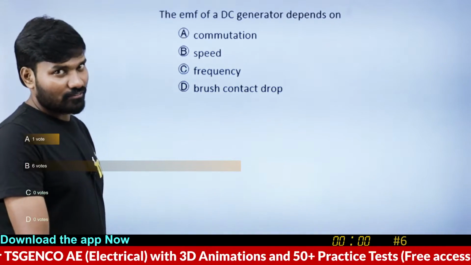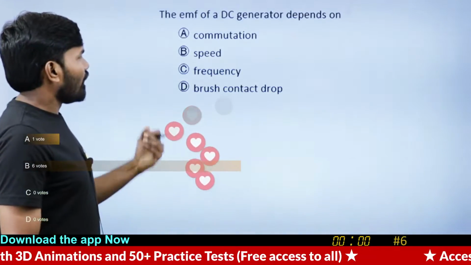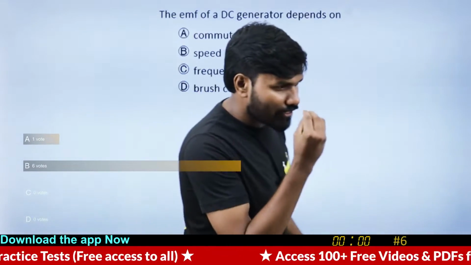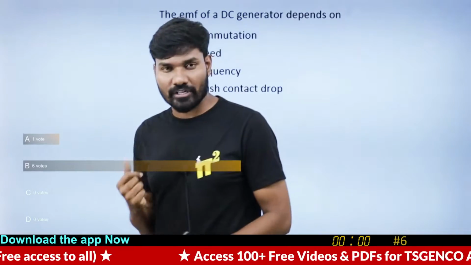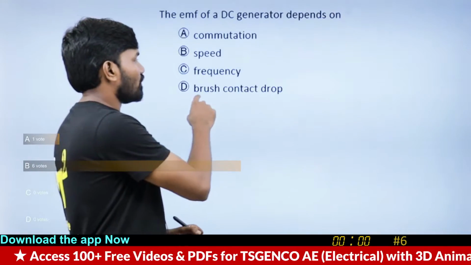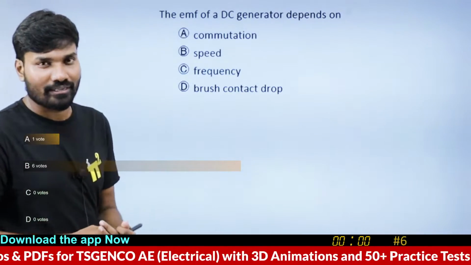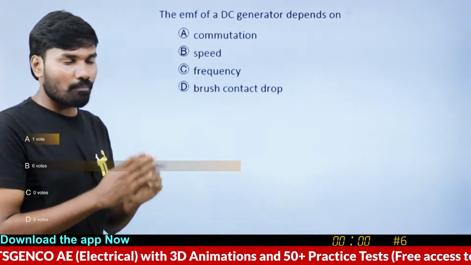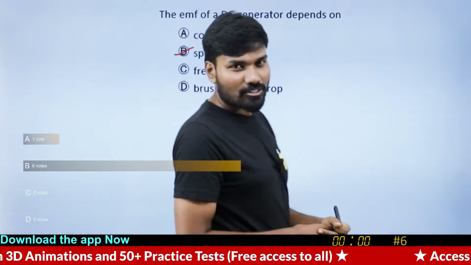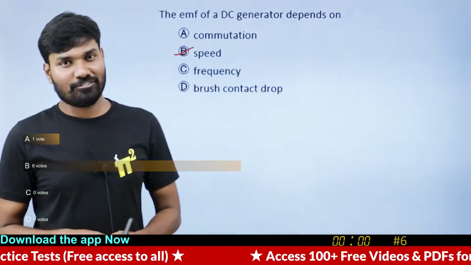Yes, you're good. See here, the EMF of a DC generator depends on the main dependency. Of course, commutation: there is a slight drop because of improper commutation, because of the reactance voltage drop and all. There is a slight change in EMF because of the brush contact drop. Yes, they are true. I'm not denying that. But the more appropriate one out of all these is definitely the speed. Speed has a great impact, right? Higher the speed, higher the EMF. Okay.